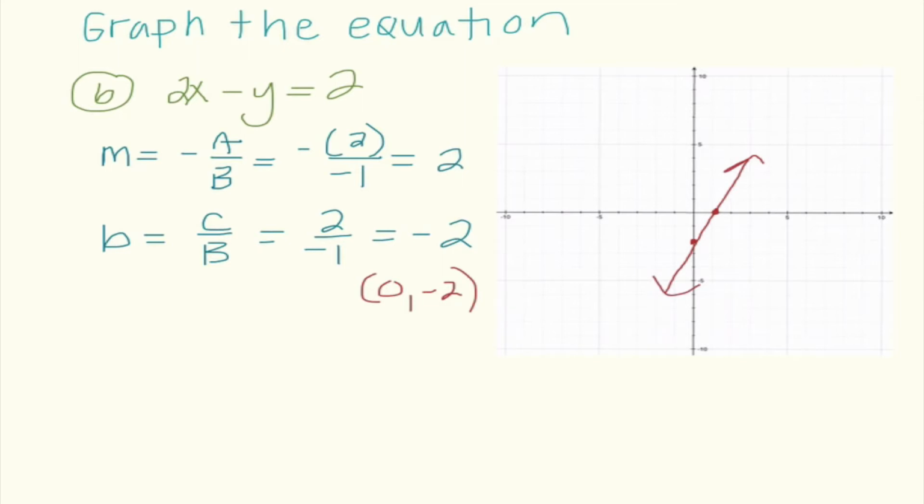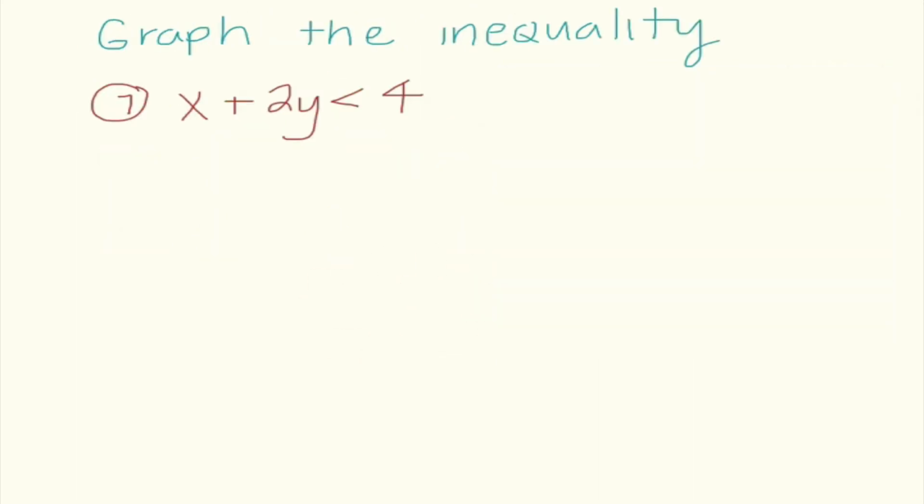It is very important we are using arrows to show that it continues in both directions. And I only need to have 2 points drawn. Just a reminder on our test, I need to see our slope, I need to see our y-intercept. So let's take it one step further. Let's graph the inequality now.